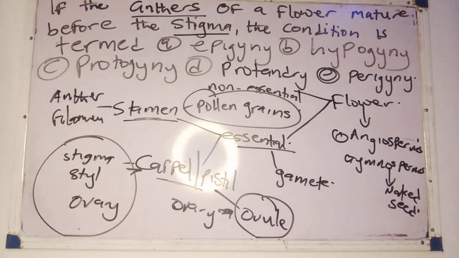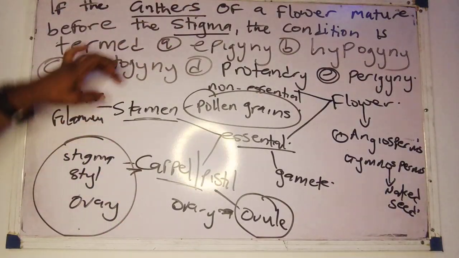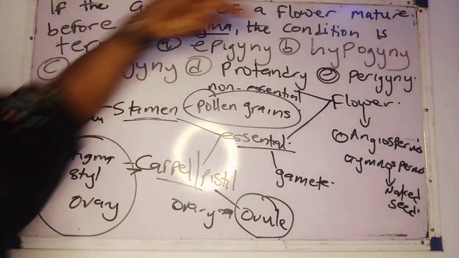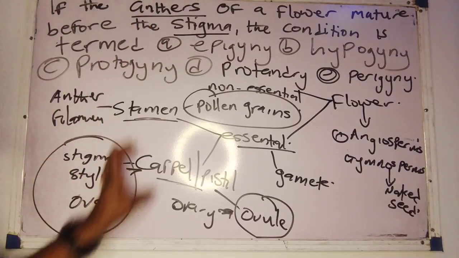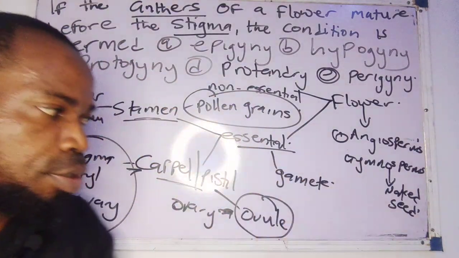Now look at the question. They said if the anther, that means the male part of a flower, matures before the stigma, which is part of the female part, that condition is called what?